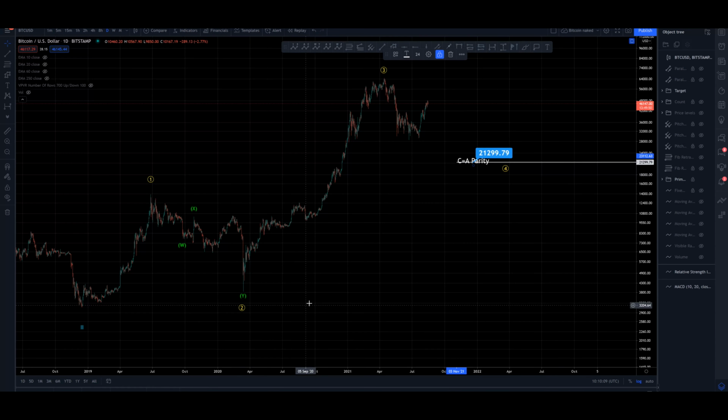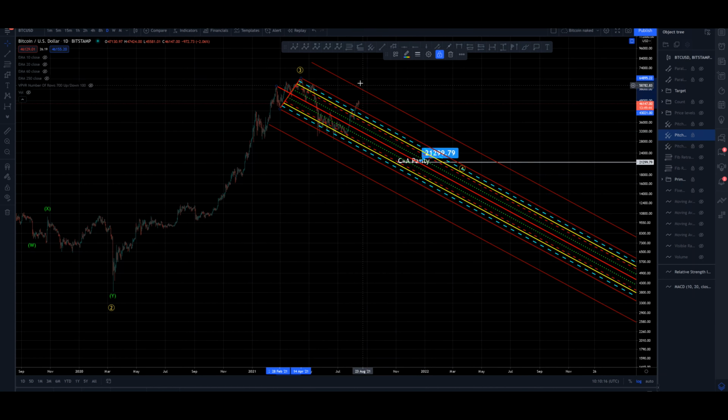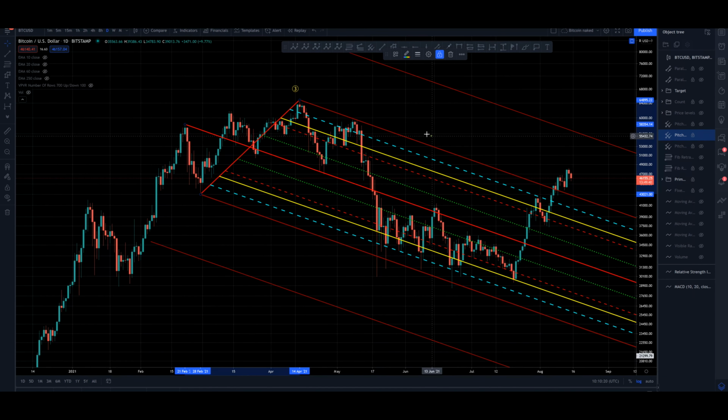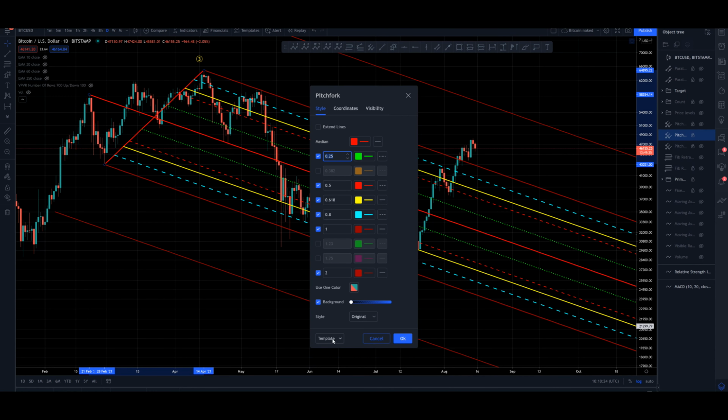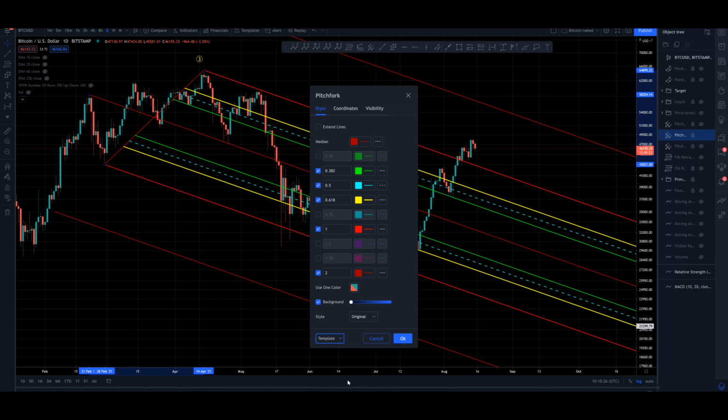I think we'd be better off looking at this on the naked chart. Have I got a pitchfork for this one? Yes, I have. So just to get rid of all the Elliott wave count for a moment, let's just zoom in and have a look at this. Let's flip this over to the simpler version.